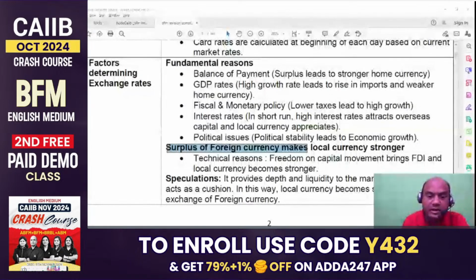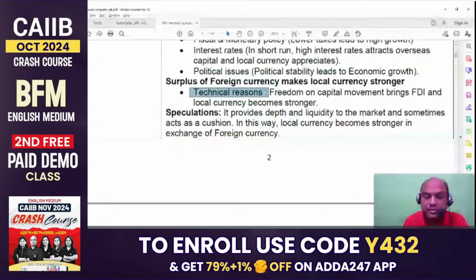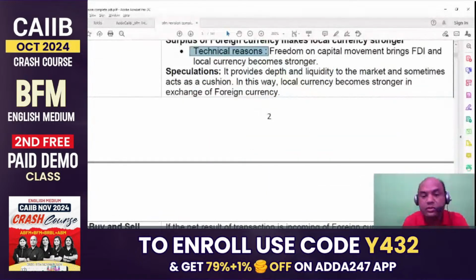Next one. Now, what are the technical reasons? Technical reasons are always short term. Kindly note, fundamental reasons are long term. Technical reason means middlemen, speculation. The speculators, who are the middlemen, the brokers, will always speculate and bring the rate higher or lower. Same thing happens in the stock market also.